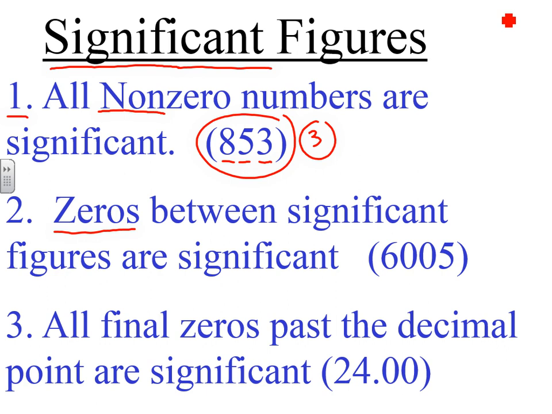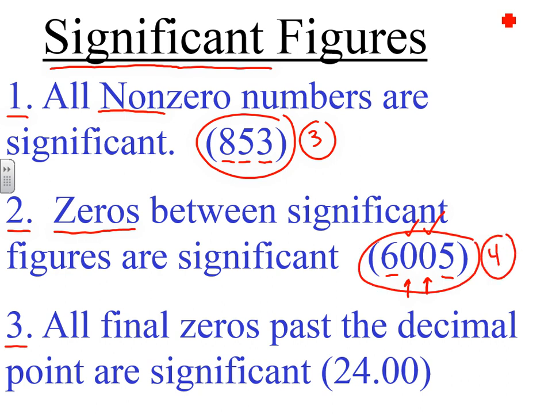Rule number 2 says that zeros between significant figures are significant. In this case, these 2 zeros are between 2 numbers, the 6 and the 5, which means they are significant. Overall, we have 4 significant figures in this number.